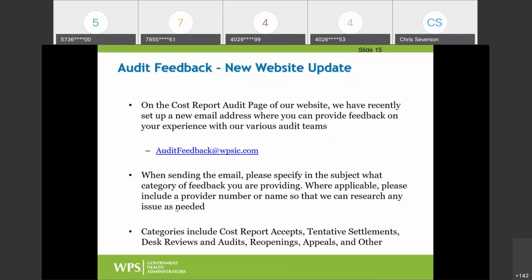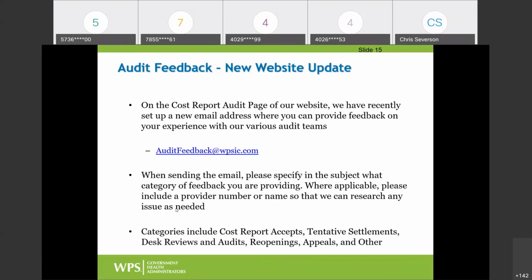It's on the cost report audit page of our website. Basically we have a new email address that is for this same purpose. It's not the same structure. It's not a rating system. It's just a regular group email address, auditfeedback@wpsic.com. So when you send that in, our management staff take a look at that, and we go through the same basic process.